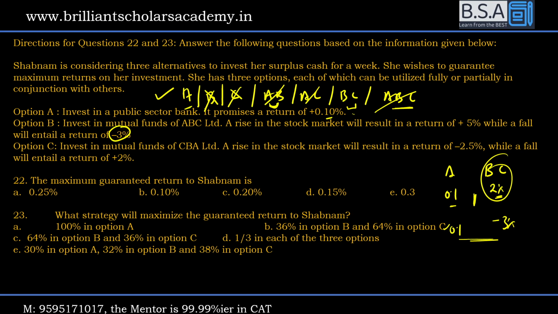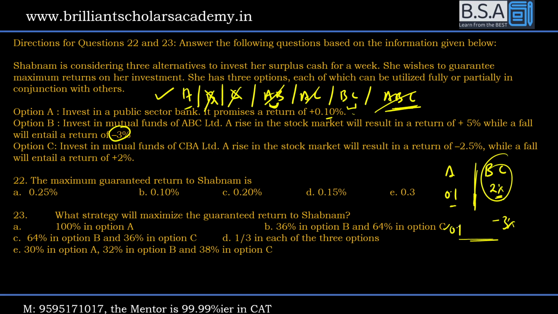Again, start from the beginning. Putting all money in B and C individually is gone, because the market can go up, market can go down. There's no guarantee there. Putting money with AB, AC is gone because A is a very small number, 0.1%, and B and C have a gap of 3% and 2.5%. So options are either A only, B and C together, or ABC together. Why am I removing ABC? Because if BC gives me more returns than A, why will I bring in A?